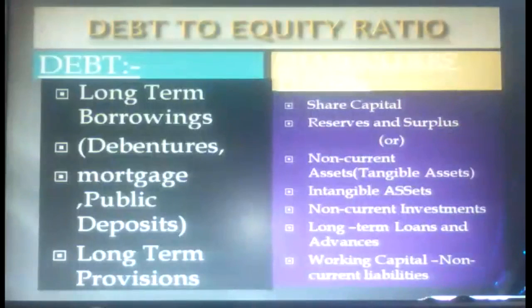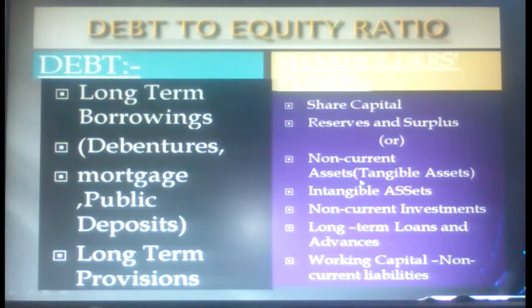Then in the debt to equity ratio, what is the meaning of debt? Once again, debt is nothing but long-term borrowings. What are long-term borrowings? Debentures, mortgage and public deposits, and long-term provisions. Similarly, equity is nothing but shareholders' funds. What does it consist of? Share capital, which may be equity share capital or preference share capital, then reserves and surplus.